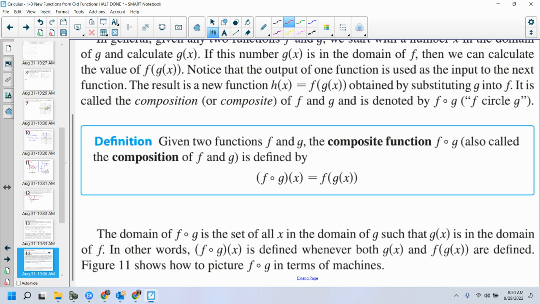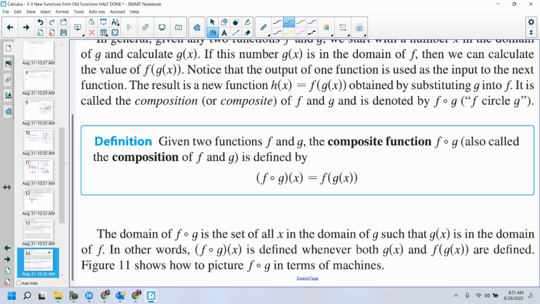Now, what's important to bring up is the domain of f of g of x. The domain of f of g is the set of all x in the domain of g, such that g is in the domain of f. Okay, so what does that mean? That means I'm going to look at the domain of g, the innermost function, and then apply it to the domain of f of g. So I'm going to look at the domain of g, and then I'm going to look at my final answer and say, okay, do I need to tweak that domain at all? If x is not equal to 1 in g, then x can't be equal to 1 in f of g either.